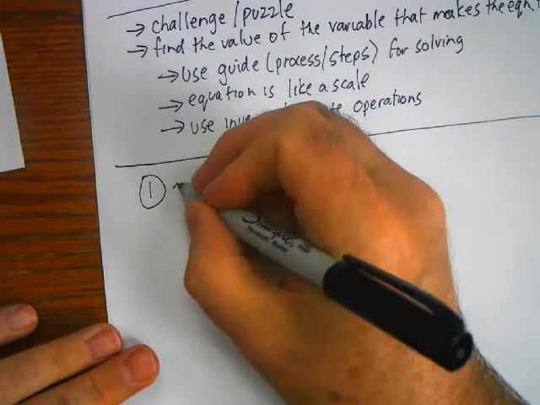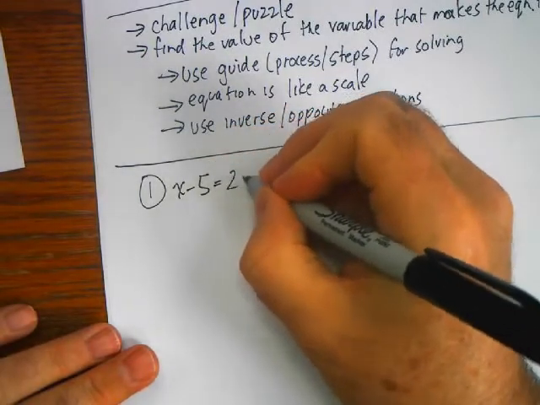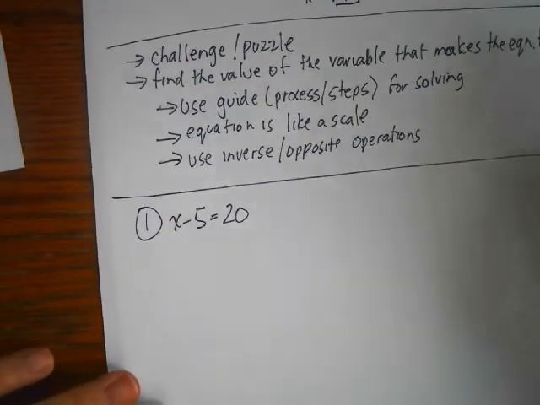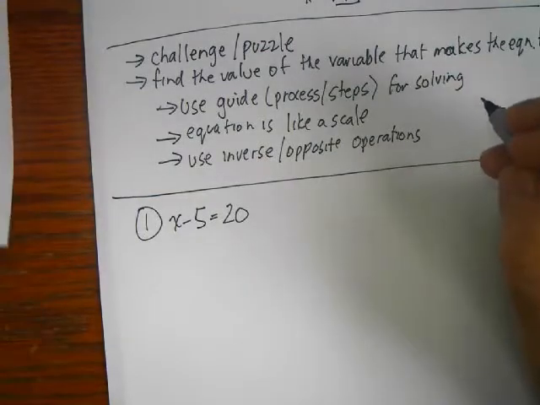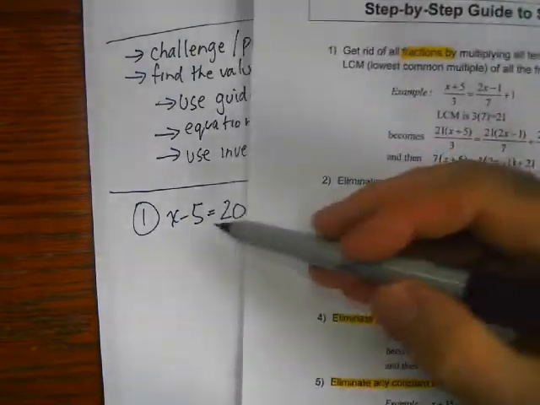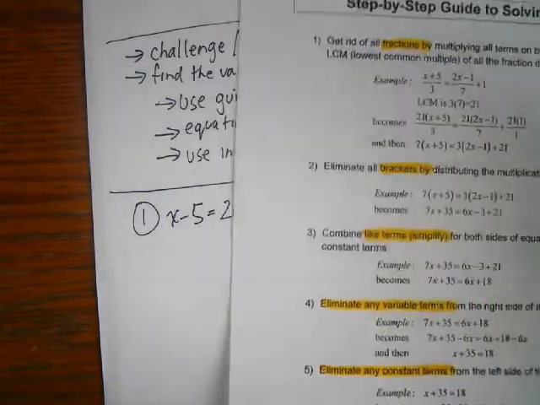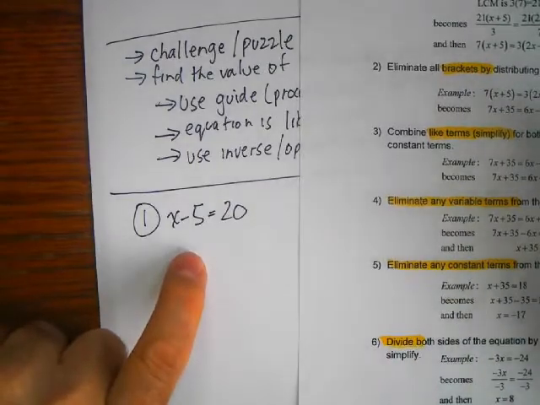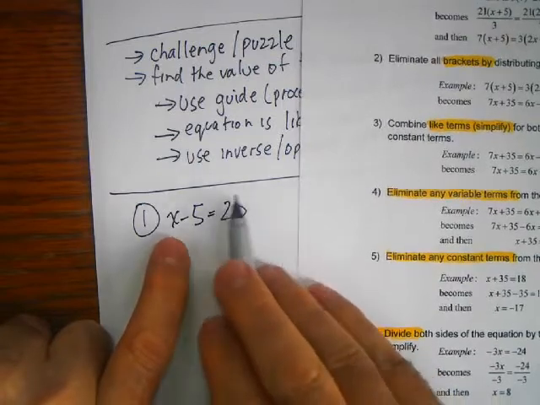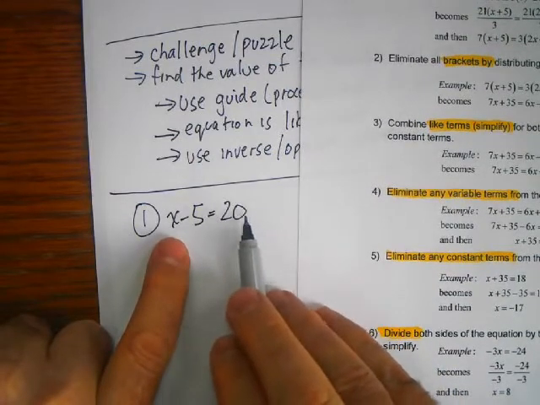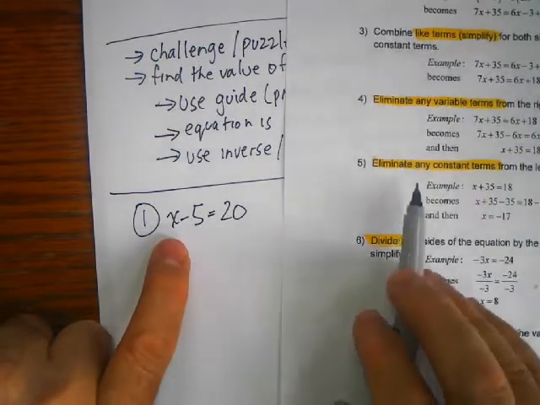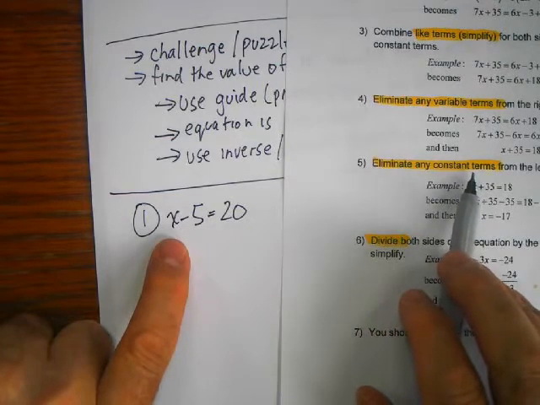Example number 1 is x minus 5 equals 20. This is a lot like the one we did at the beginning. The little numbers are a little higher. So we're going to do this the methodical way. If I look through all these steps here, there's no fractions, there's no brackets. I can't simplify either side at all. But when I get down here, I only want variable terms on the left side, so I'm looking for x's over here to fix, and there's nothing there, so I can skip part 4, but part 5 says eliminate any constant terms. A constant is just a number by itself.